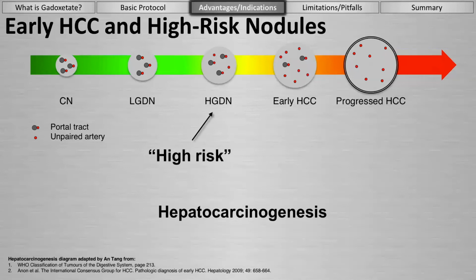And these high-grade dysplastic nodules are considered high risk because they have a very high probability of turning into early HCCs. And early HCCs are carcinoma in situ. They're sort of micro-invasive cancers that, if left alone, will eventually become progressed HCCs, which will then metastasize and kill the patient. So we want to be able to detect high-grade dysplastic nodules and early HCCs because these are pretty easy to treat before they become progressed HCCs, which can kill the patient.